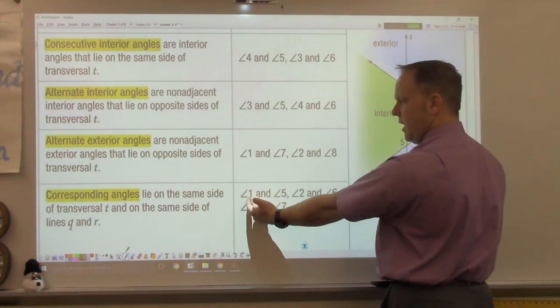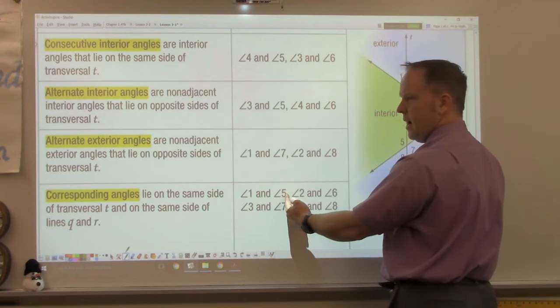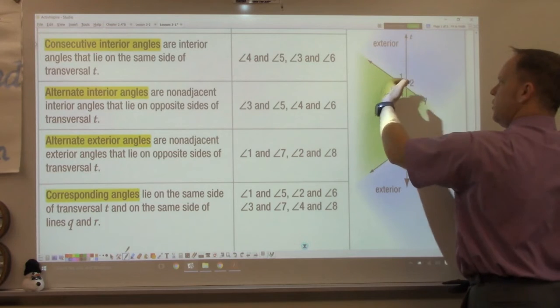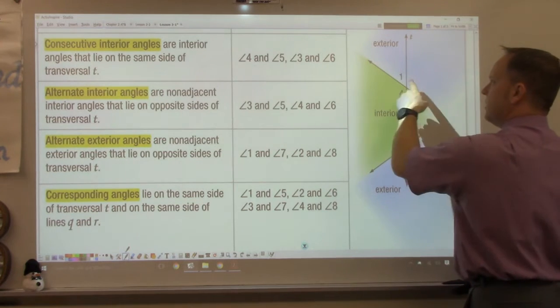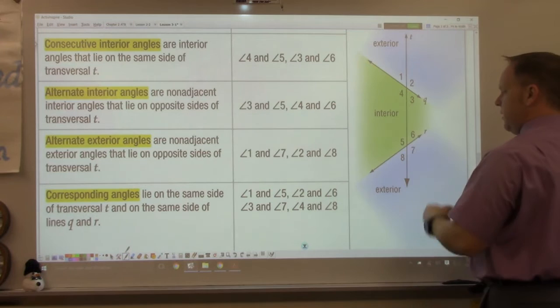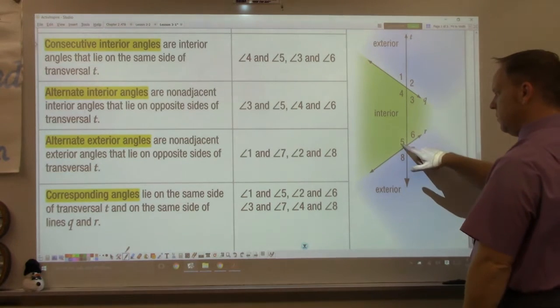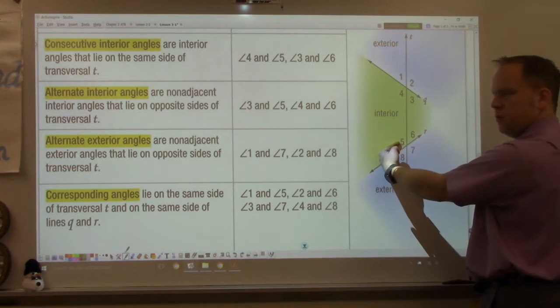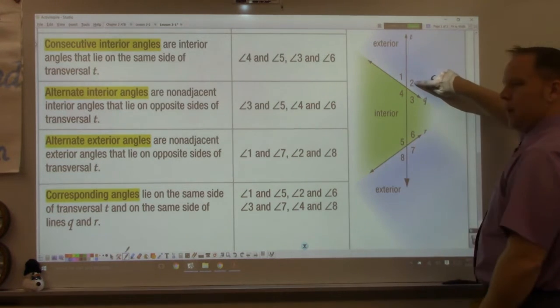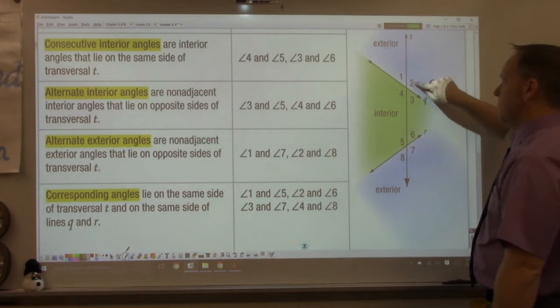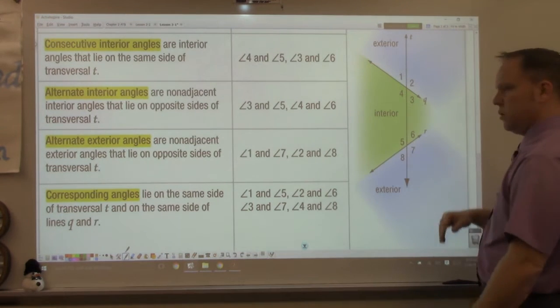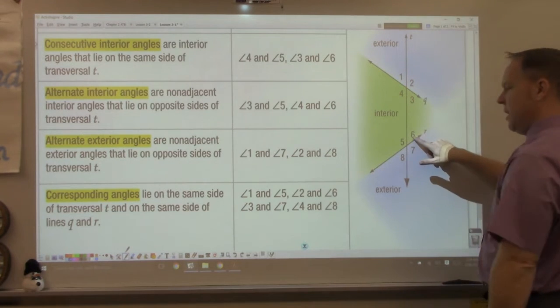So the first pair they named was angle 1 and angle 5. Notice where angle 1 is. It's on the top of line Q and it's on the left of the transversal. So down here, the top of line R and the left of the transversal. So 1 and 5, those are corresponding. 2, now I'm still on the top of line Q, but now on the right side of the transversal. So down here at line R, which one's on the top and on the right? Well, that's angle 6.